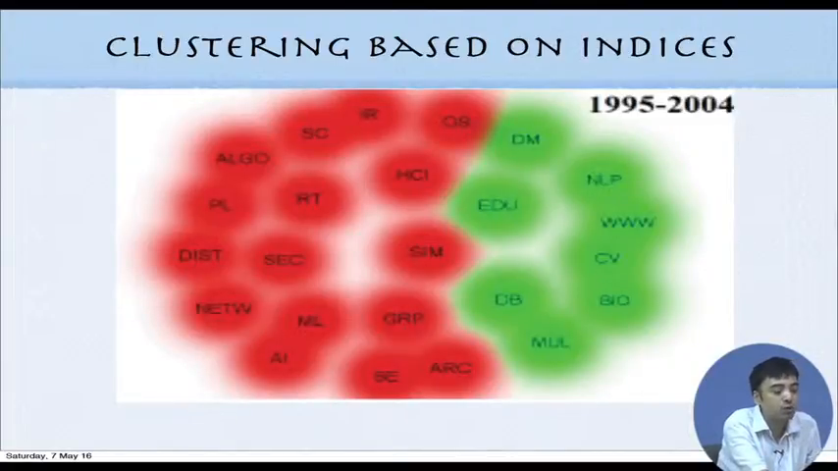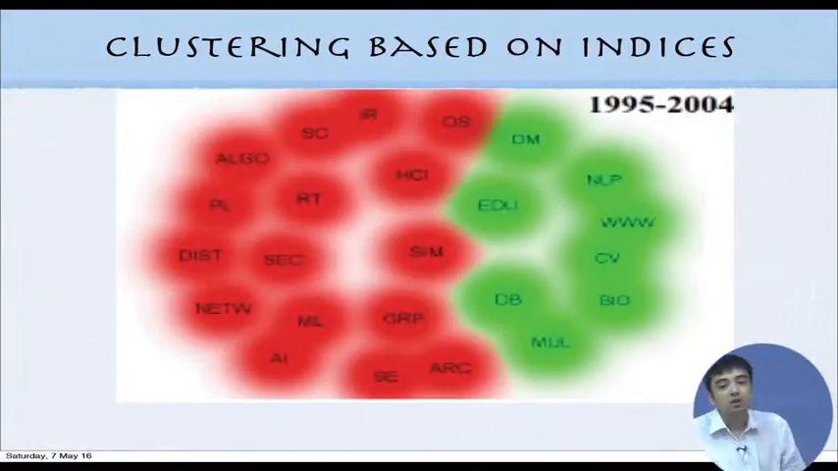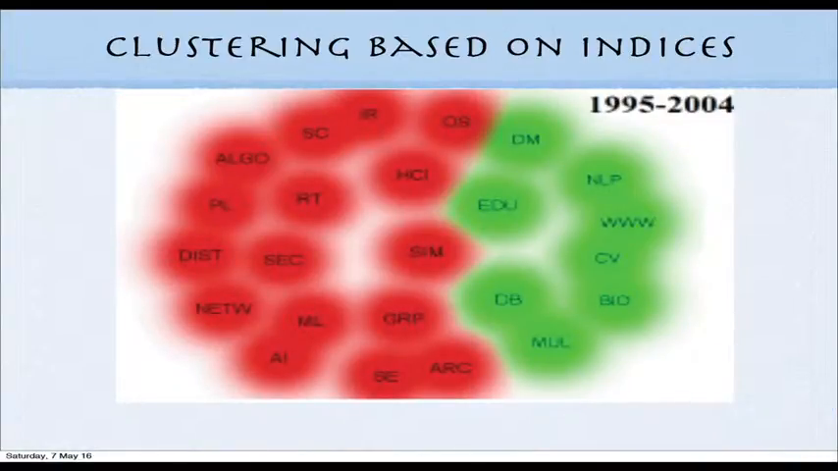These are known to be core areas of computer science, whereas the green bubbles here are known to be more interdisciplinary areas like World Wide Web, natural language processing, computer vision, bioinformatics, and fields like that. So fields which incorporate ideas from various different domains. Bioinformatics incorporates ideas from biology, from different branches of computer science, in fact data mining, algorithms, graph theory, and so on and so forth.